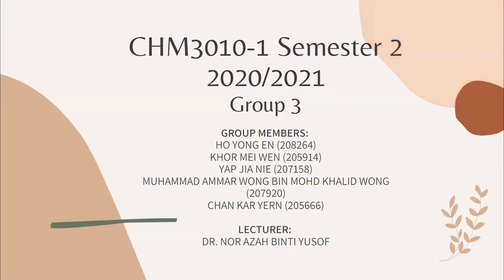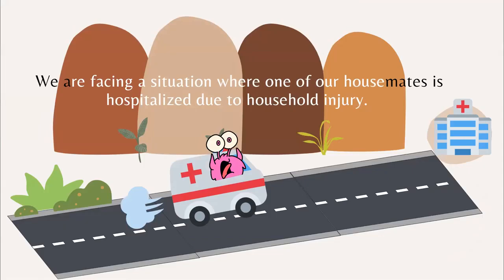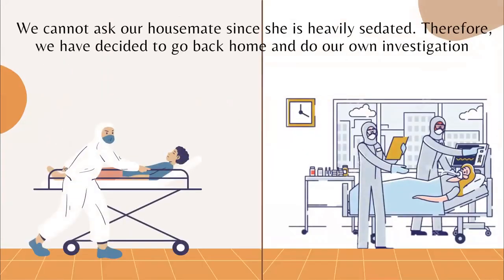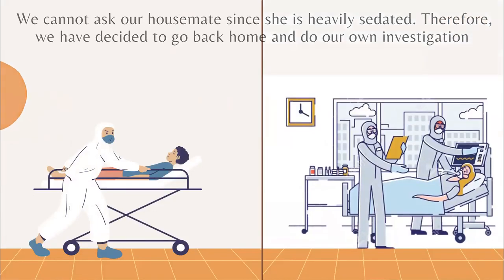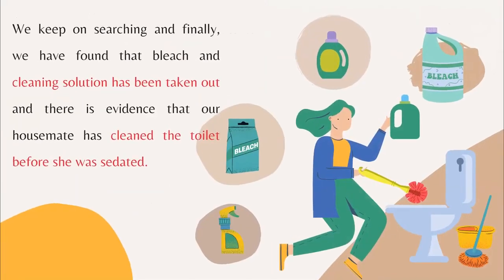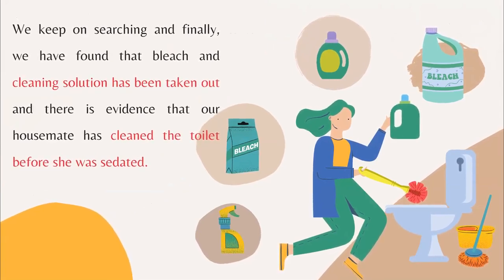Okay, so we are facing a situation where one of our housemates is hospitalized due to household injury. We cannot ask our housemate since she is heavily sedated. Therefore, we have decided to go back home and do our own investigation. We keep on searching and finally, we have found that the bleach and cleaning solution has been taken out and there is evidence that our housemate has cleaned the toilet before she was sedated.